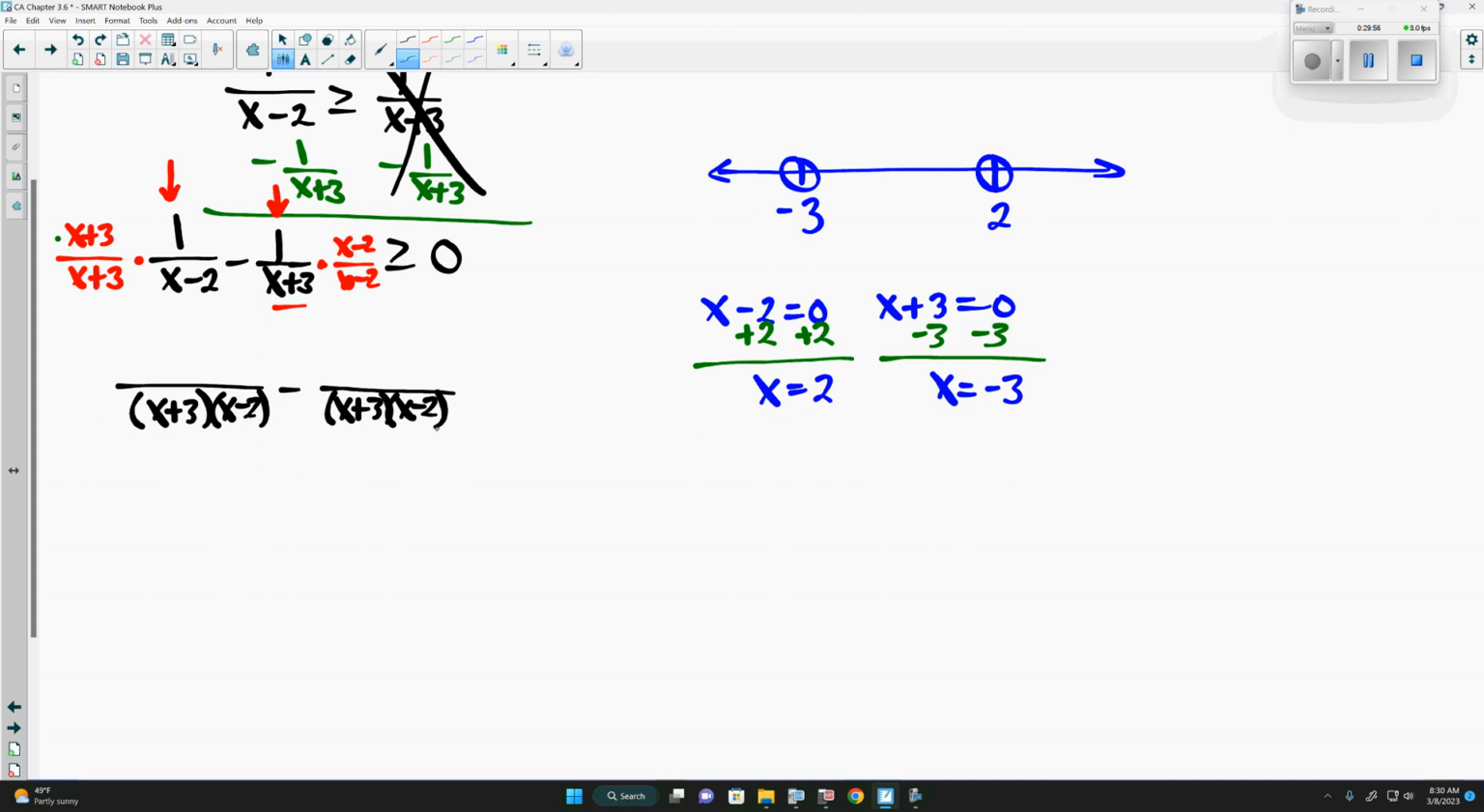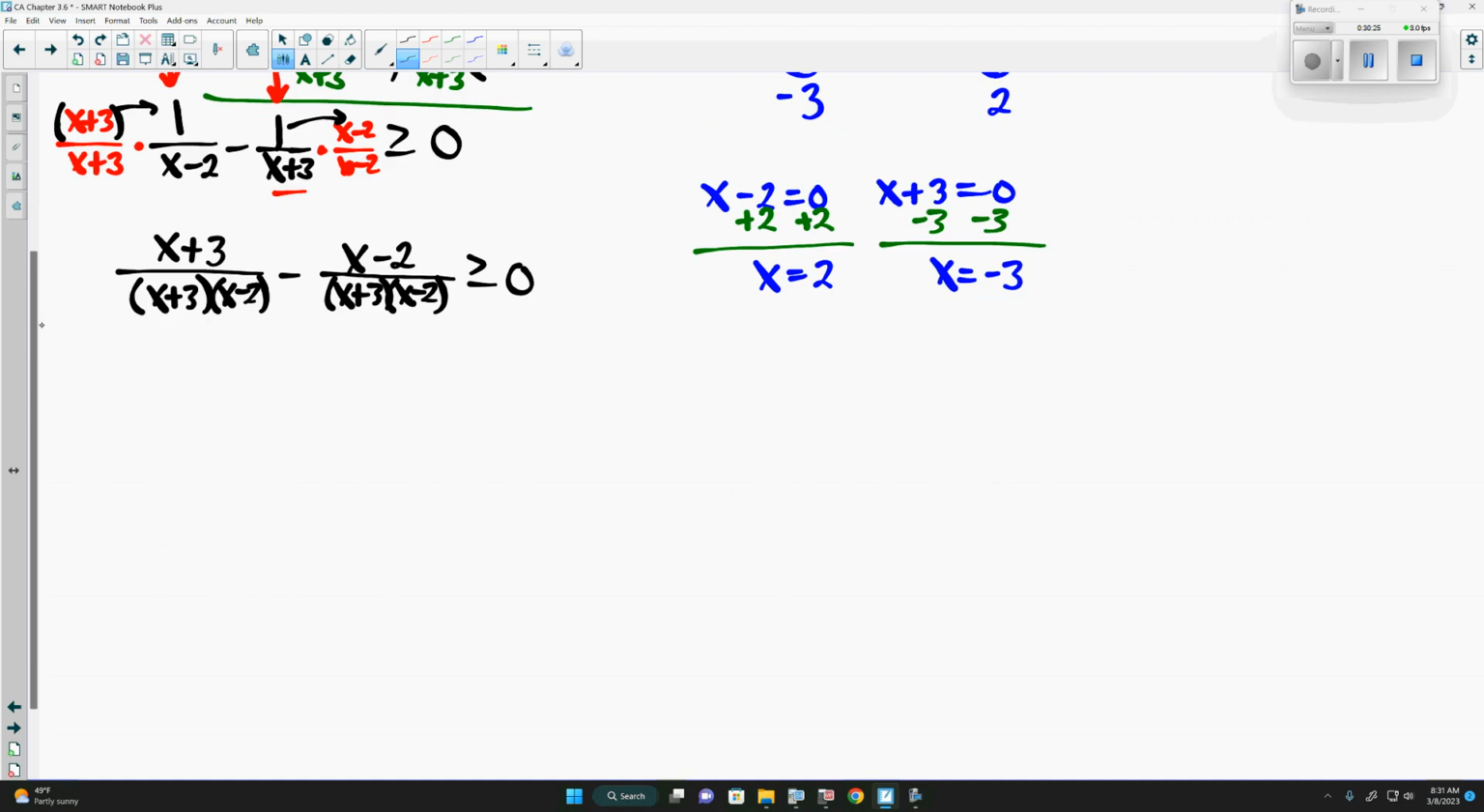And this is still greater than or equal to 0. Now the numerator, we're going to distribute. We're going to multiply x plus 3 by 1, which is nicely enough x plus 3. We'll do the same thing for our other fraction. We'll multiply 1 by x minus 2, giving us x minus 2.